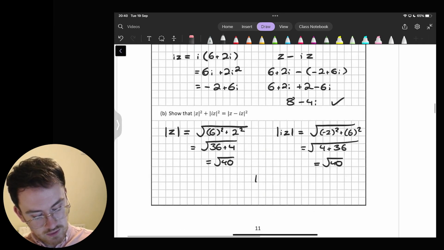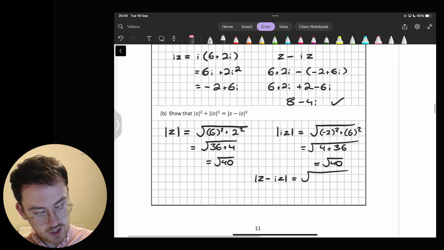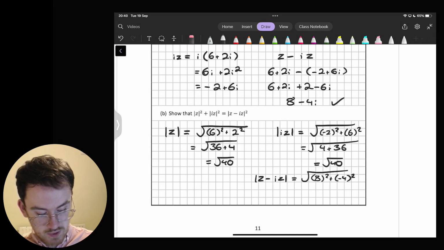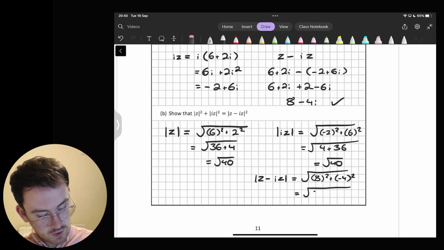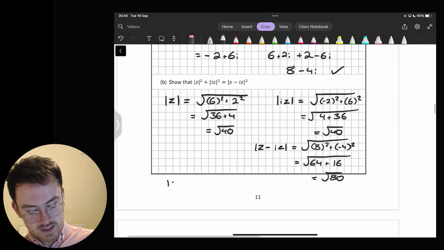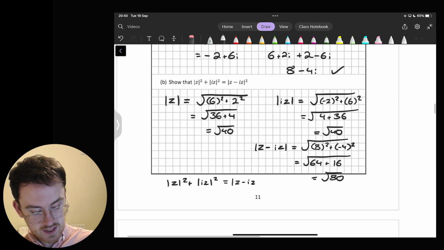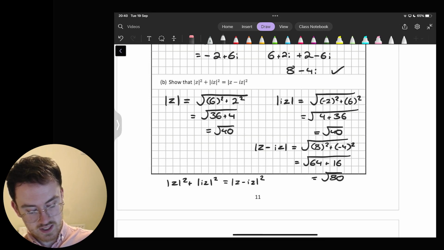And then if we find the modulus of z − iz, which we know from the previous part, and even if we hadn't computed the previous part, we still could use it for this part, that gives me 64 + 16, which gives me an answer of root 80. So now we want to see: is the modulus of z squared plus the modulus of iz squared the same as the modulus of z − iz all squared? So let's have a look.